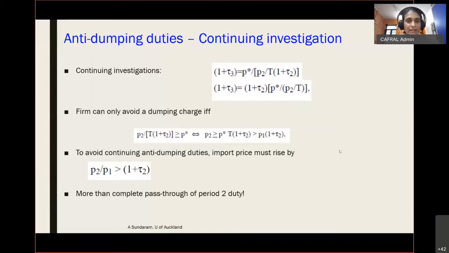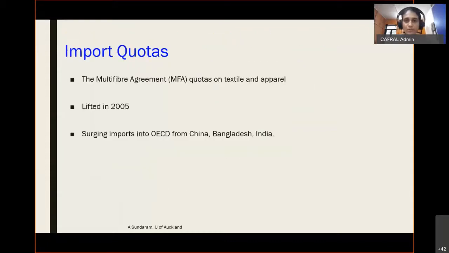Okay. Any questions here before I move on to quotas? Yeah, so can you explain the difference between anti-dumping duties, countervailing duties, and the safeguard duties?